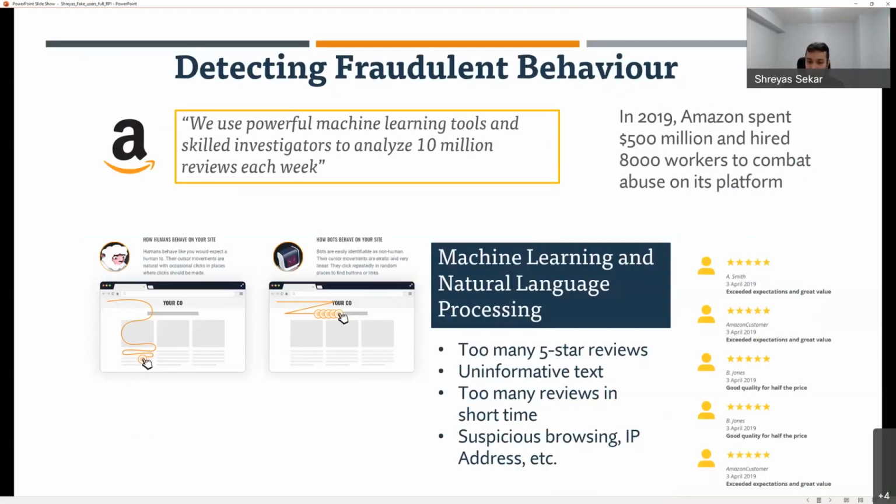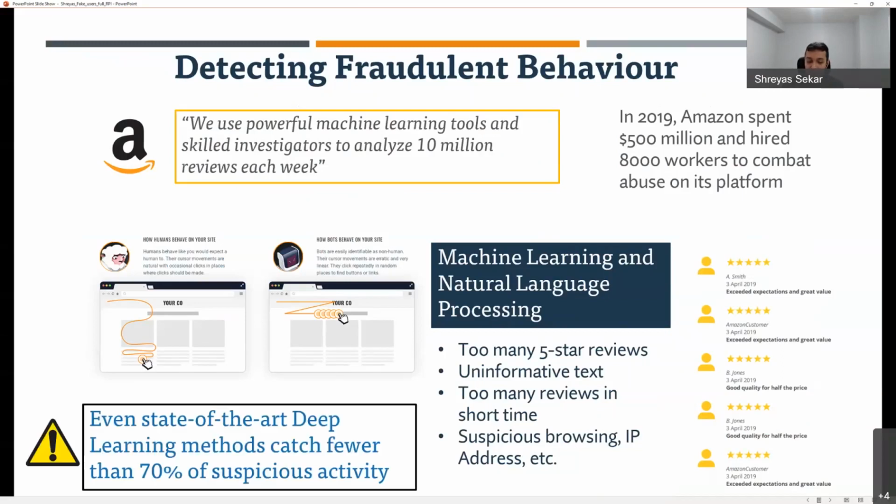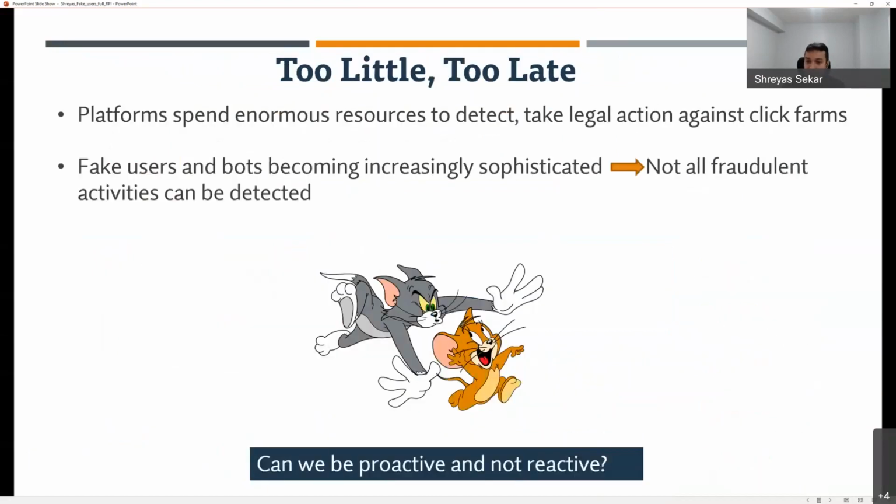Now, on the other end of the spectrum, there's also a lot of work in natural language processing and identifying fake news, fake reviews, and things like that. To be completely fair, these efforts have met with some moderate success. But unfortunately, that's what it's remained, because even the state-of-the-art methods catch fewer than 70% of suspicious activity. Okay? So while these efforts are being widely deployed, and while they are successful to a certain extent, unfortunately, they're not fully successful in catching all of this bad activity. So this really leads us to a cat and mouse problem, because on the one hand, you have a platform spending enormous resources, right?